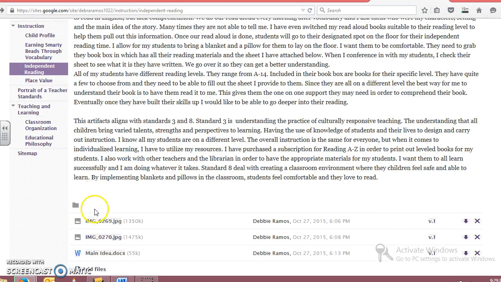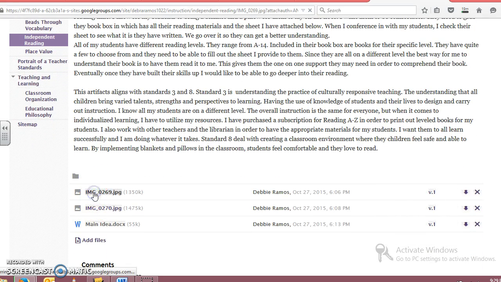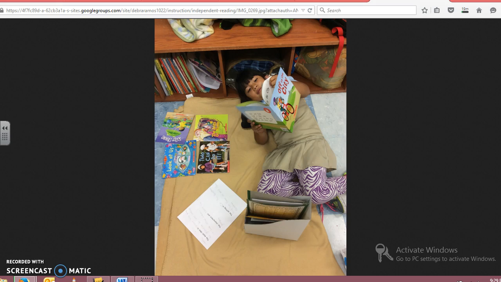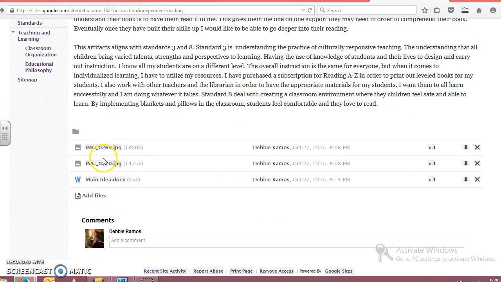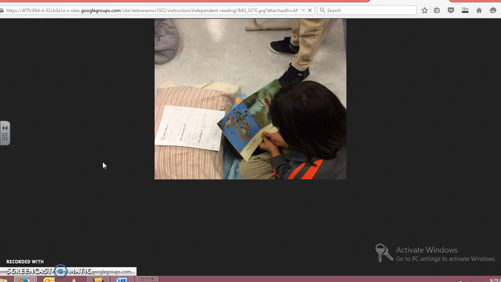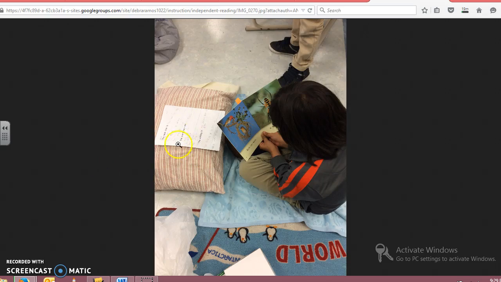Here are a few examples of my students reading. As you can see, the sheet is out. He's reading. He's to himself. He's in his corner. And this just helps him to fill it all out.